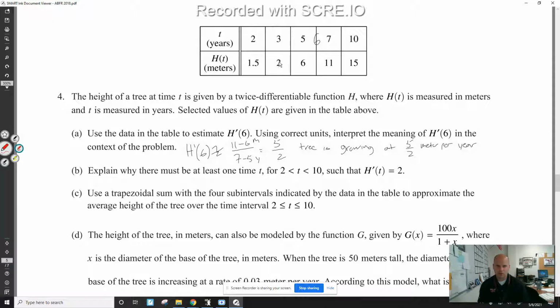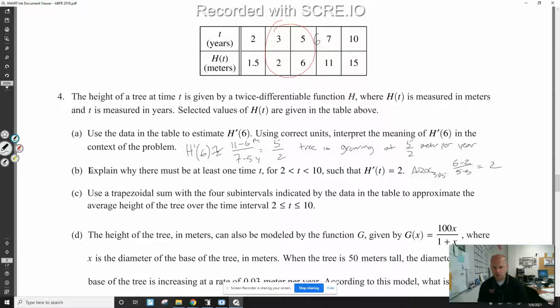But look a little harder. Look right here from 3 to 5. 6 minus 2, that's 4. 5 minus 3, that's 2. 4 divided by 2 is 2. Actually, we needed to look inside our data to find an average rate of change that equals the slope we're looking for. Okay? Boom, that's 2.